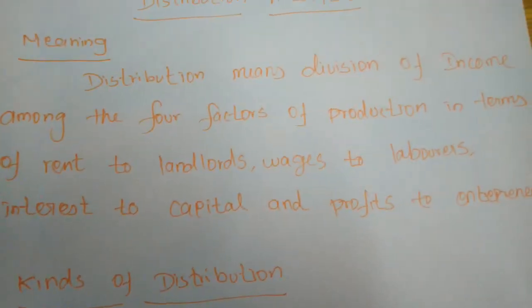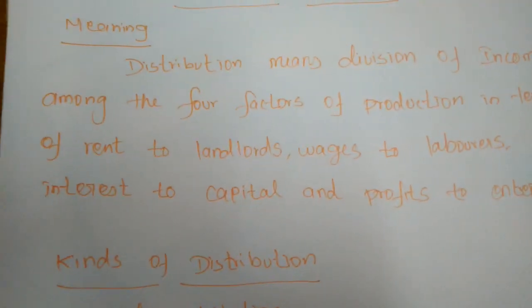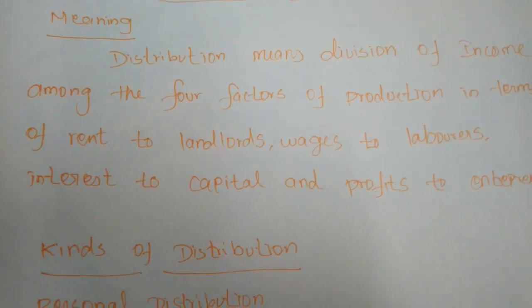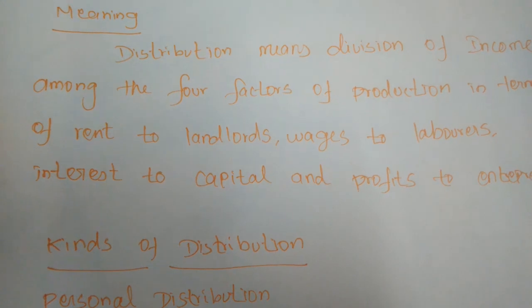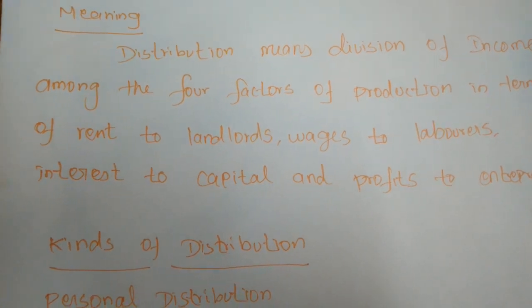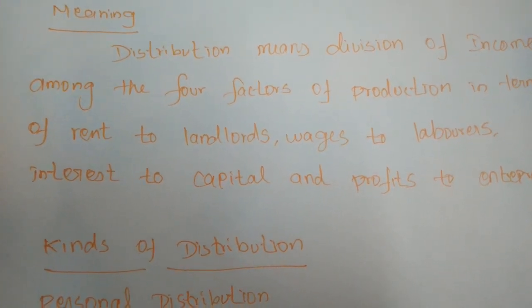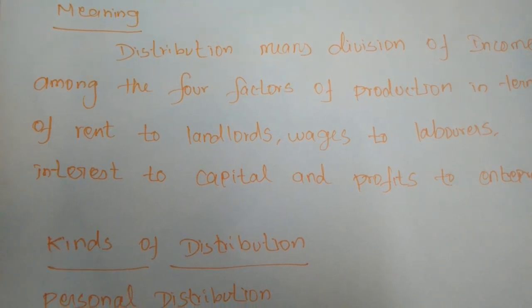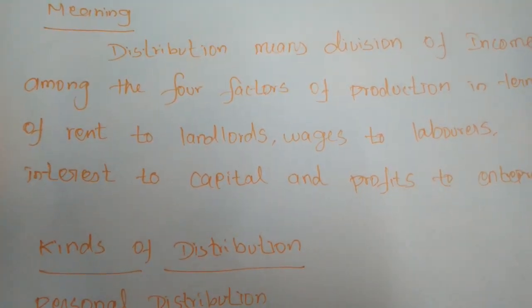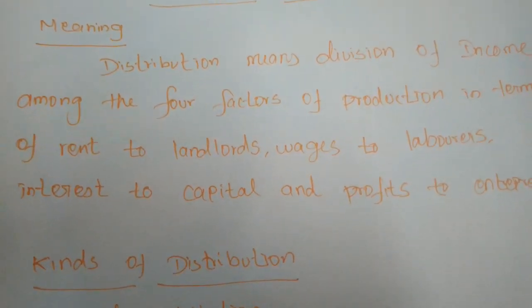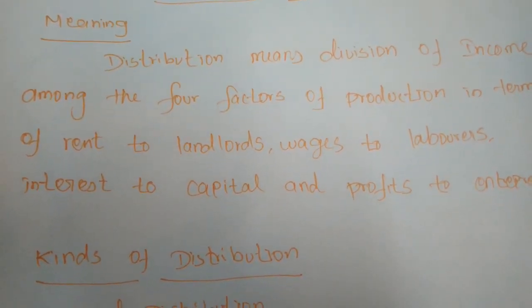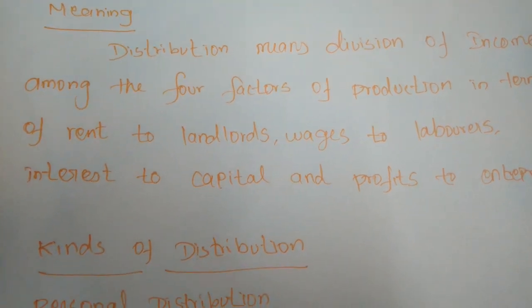The producers have to arrange the factors of production for the purpose of producing any commodity. In this way, land will get its remuneration in the form of rent. Like that, labor will get its remuneration in the form of wages.